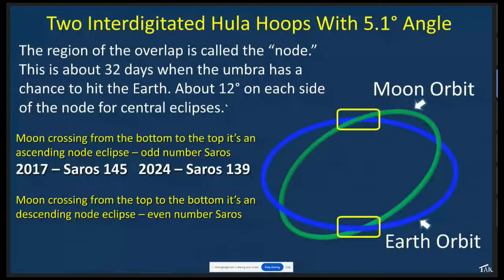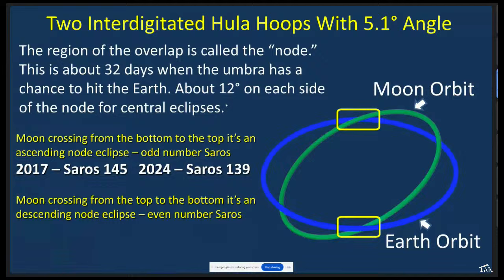And then really simplifying the space perspective of eclipse generation, picture two interdigitated hula hoops. And the important thing about the hula hoops is where they intersect. That's called the node. And at the node, on either side of it, there's about 12 degrees, or about 32 to 34 days, depending on what eclipse you're trying to worry about, where there's even the possibility that the umbra can hit the Earth.